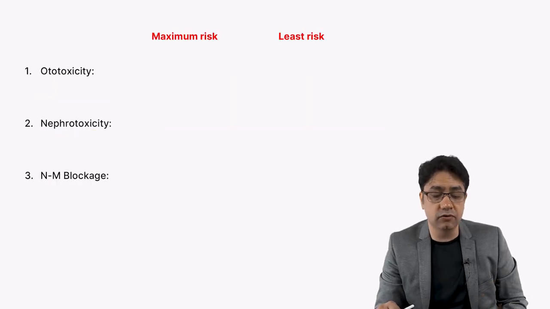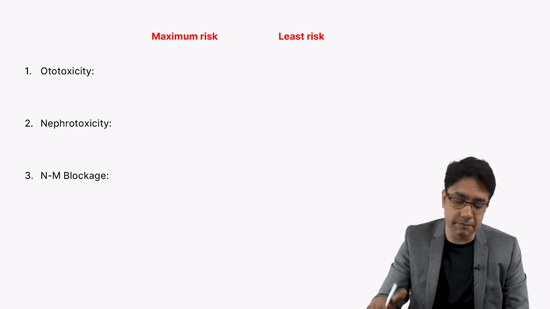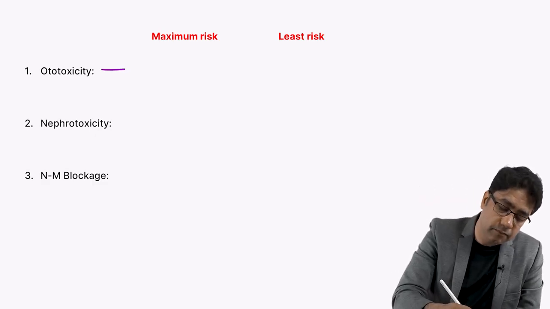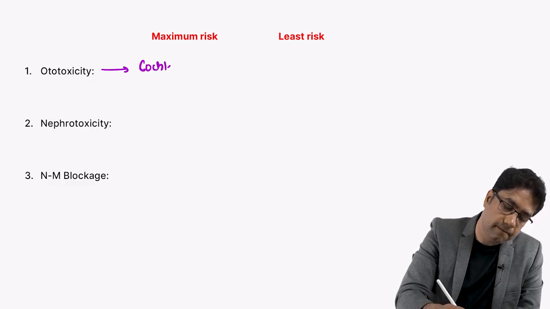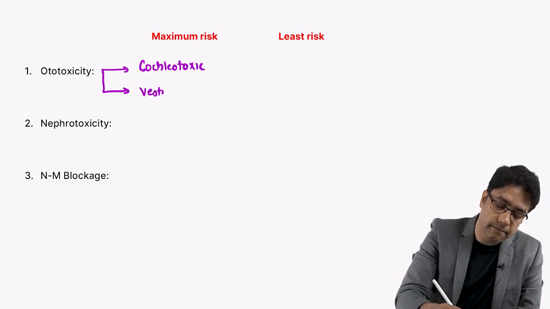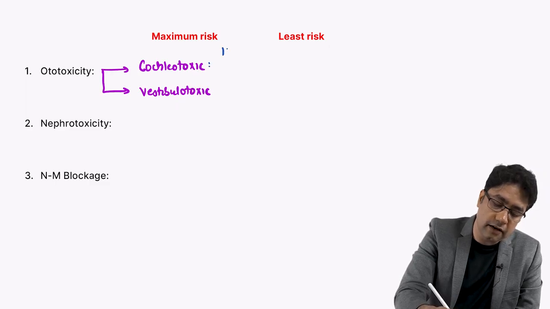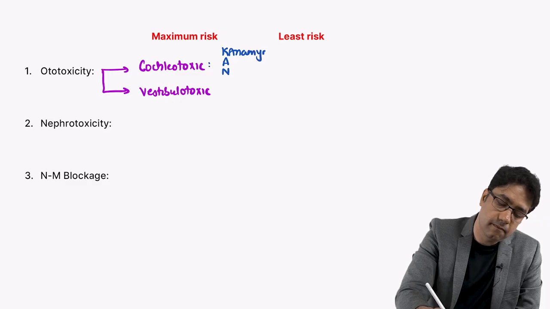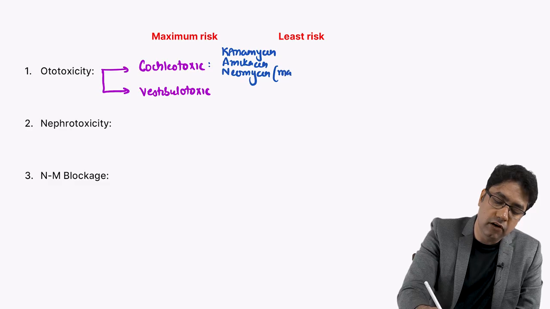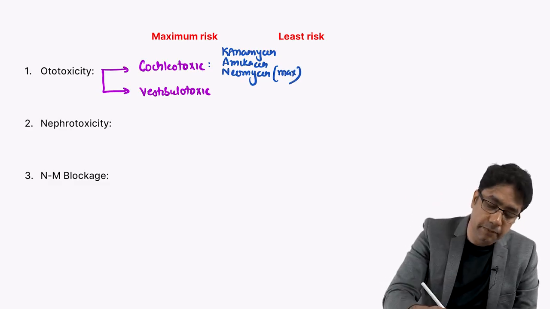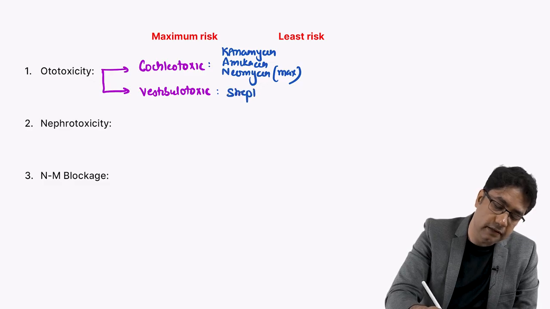So which aminoglycoside is most toxic? Maximum cochleotoxic and maximum vestibulotoxic. For maximum cochleotoxic, we can remember a mnemonic CAN. That is kanamycin, amikacin and neomycin. Neomycin overall is maximum. Vestibulotoxic, streptomycin.